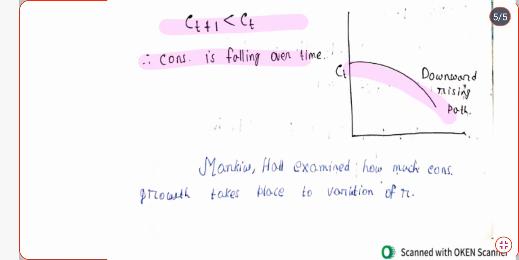Mankiw and Hall examine how much consumption growth takes place due to variation of R. Mankiw and Hall were the economists who actually determined that consumption growth takes place due to the variation of the rate of interest, and by how much consumption changes or consumption growth takes place due to the variation of R.